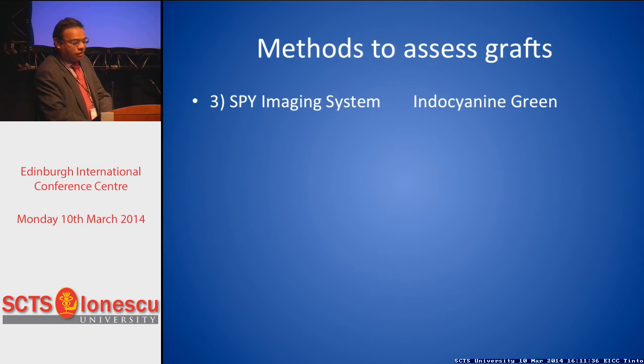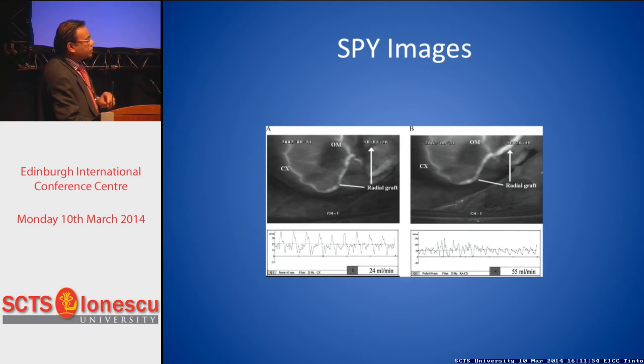Another technique that has been used recently is the SPY imaging system. It is based on the principle that indocyanine green, when it is illuminated by laser, becomes fluorescent, and the fluorescence is captured by a video camera at the rate of about 30 images per second. Now, here are some images produced by the SPY technique.